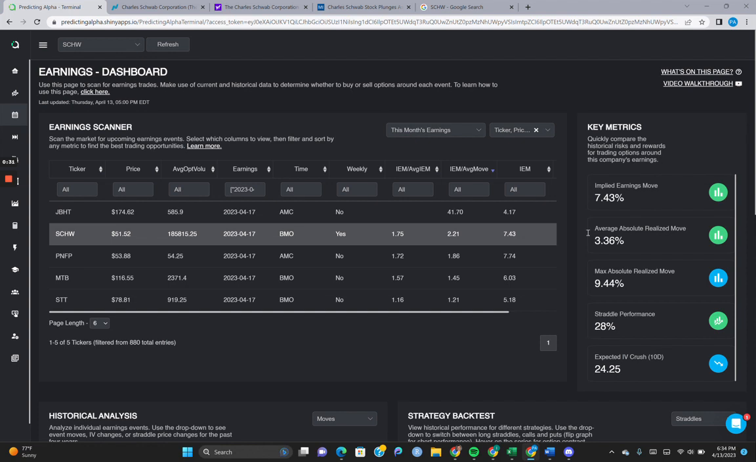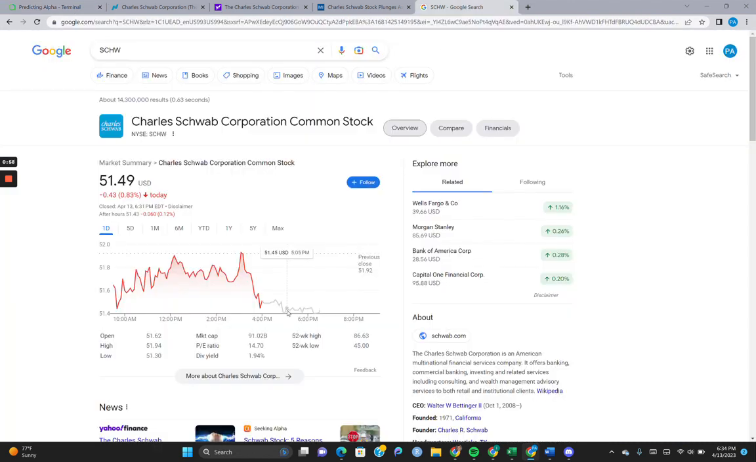So today we're going to be looking at Schwab, who reports earnings on April 17th before market open. That is Monday before market open. This is a really interesting one because we can see just by the numbers, we have an implied versus average implied of 1.75, but it's great, right? Implied versus average move of 2.21. These are huge numbers, right? For a name with a market cap north of 91 billion.